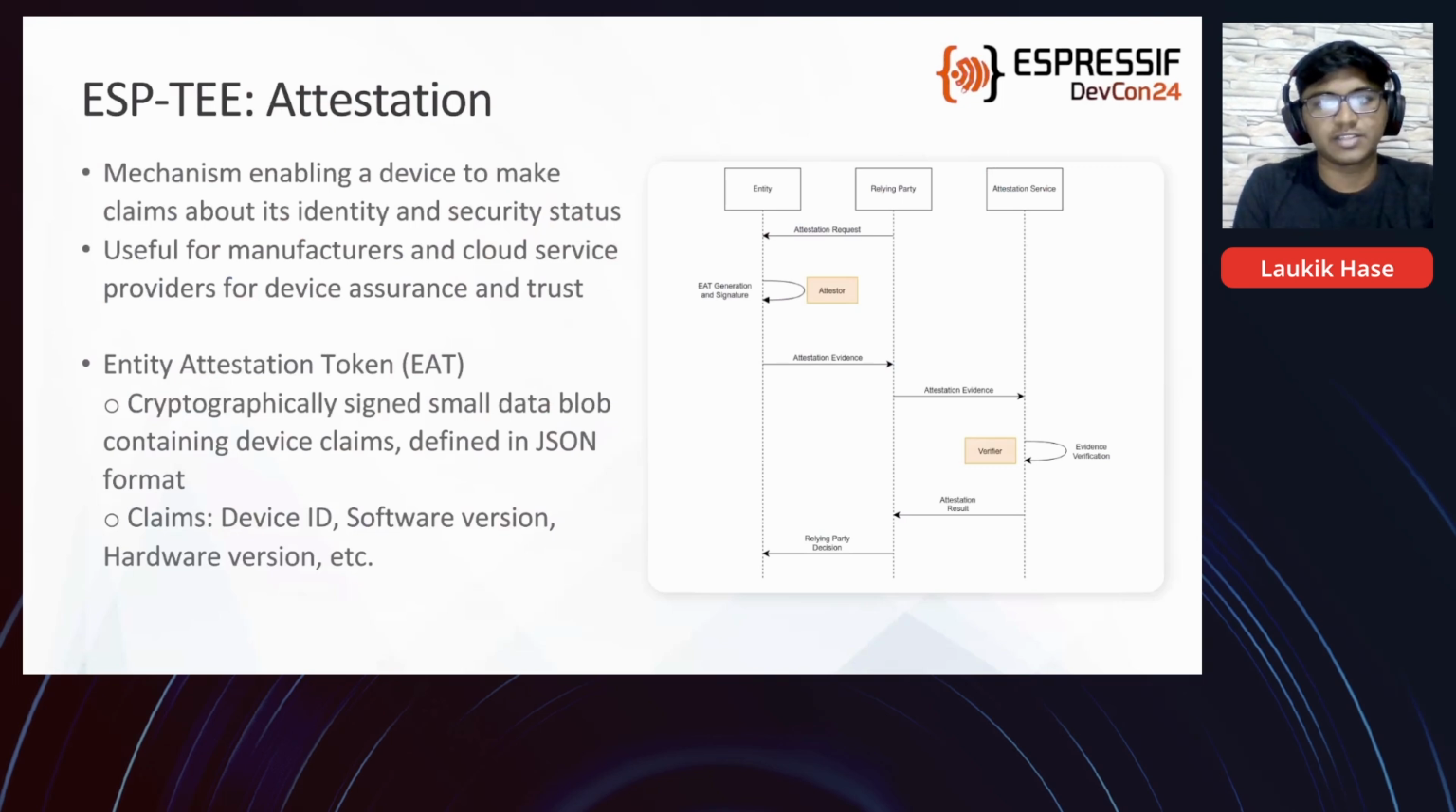The attestation service, which I think in some cases can be the same as the relying party, verifies this evidence and compares the claims that the token has with the reference values that the relying party already has. Based on this, it determines the device's trustworthiness and communicates the result back to the device.